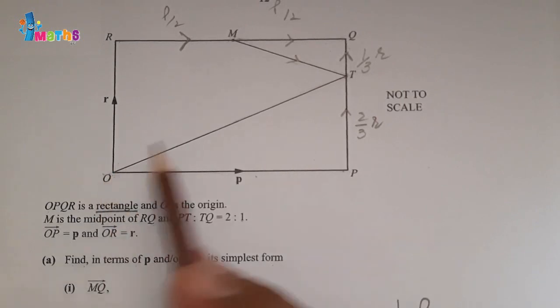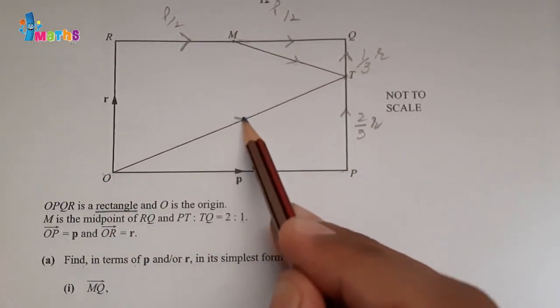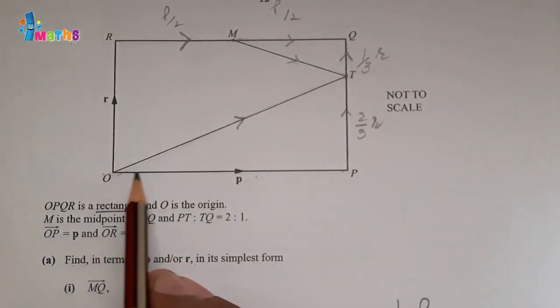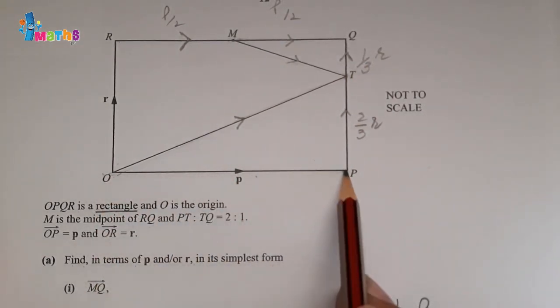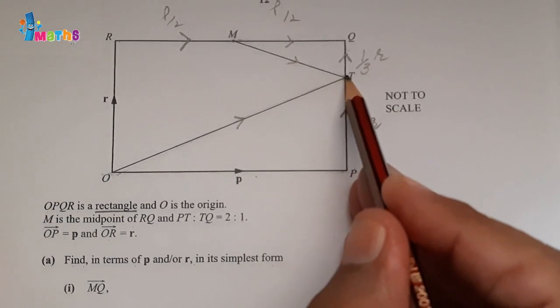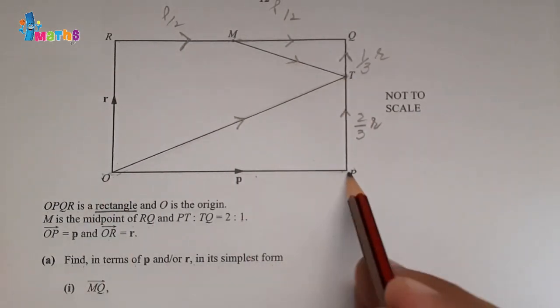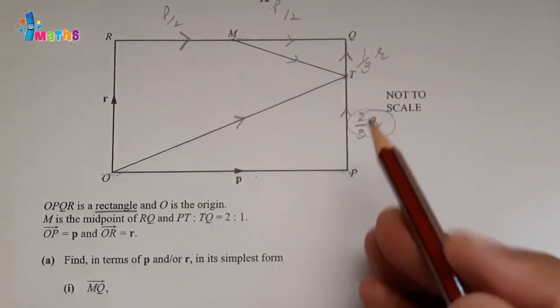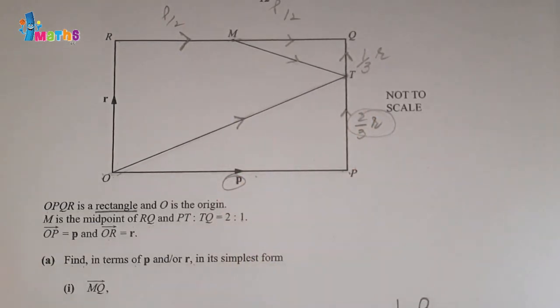O is this one and T is this one. So we need this direction, O to T. O to T, we can take this route, O, P and T. O to P is P, plus 2 by 3 R. So P plus 2 by 3 R will be our answer for OT.